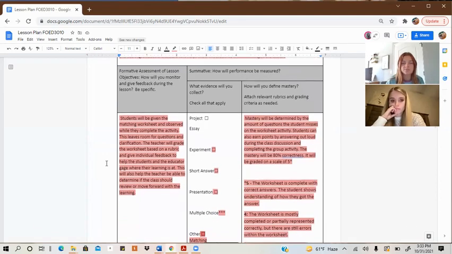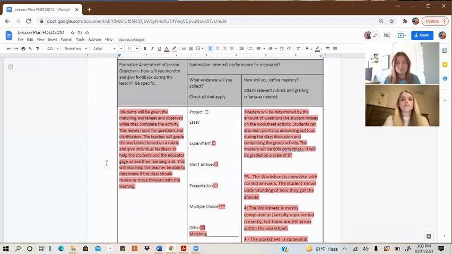So, how teachers will monitor and give feedback during the lesson. We'll see how the students respond to the matching worksheet, and they will be observed while completing the activity. This leaves room for personal questions and clarification. The teacher will grade the worksheet based on a rubric and give individual feedback to help the students and the educator gauge where their learning is at. This will also help the teacher determine if the class should review or move forward with learning.